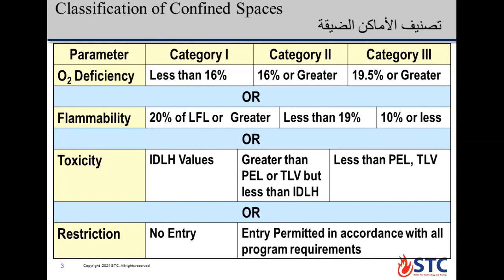So now, if the confined space classification is Category 1 or Category 2, no working, and you must control the hazard. If the classification of the confined space is Category 3, maybe work, because all ratios are permissible.